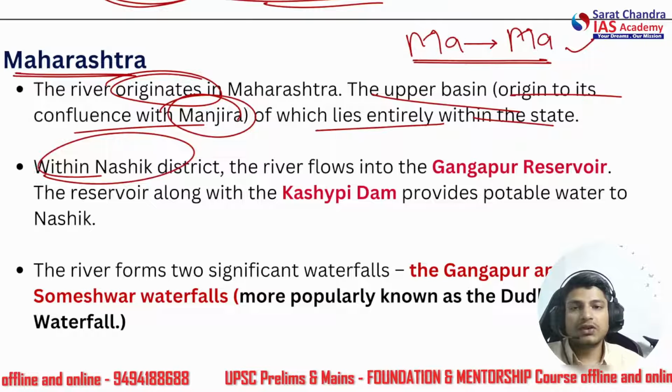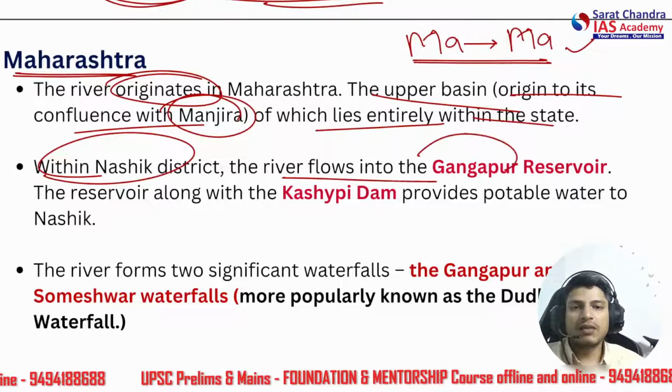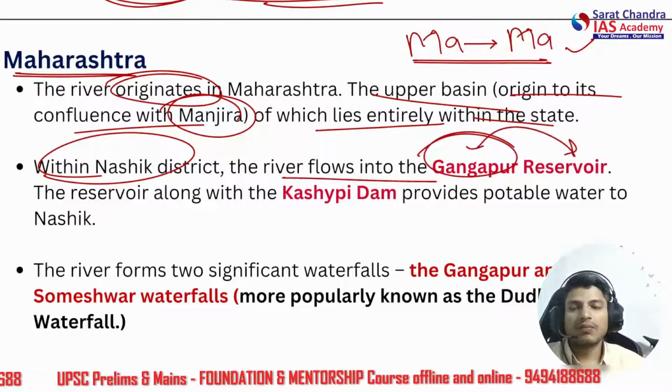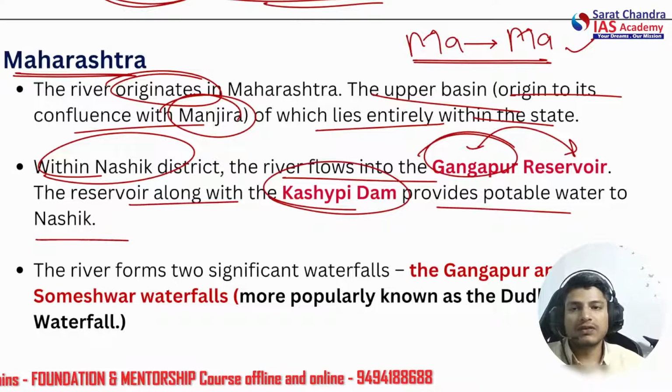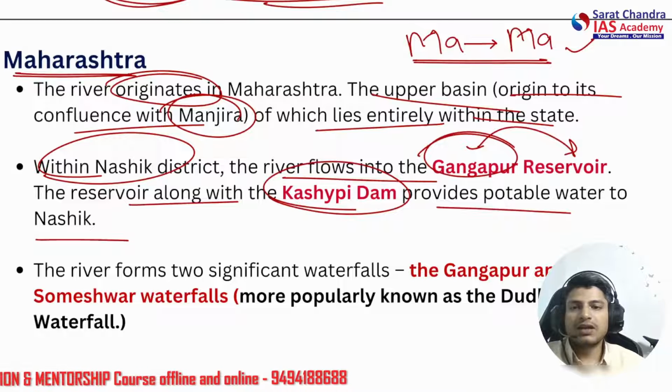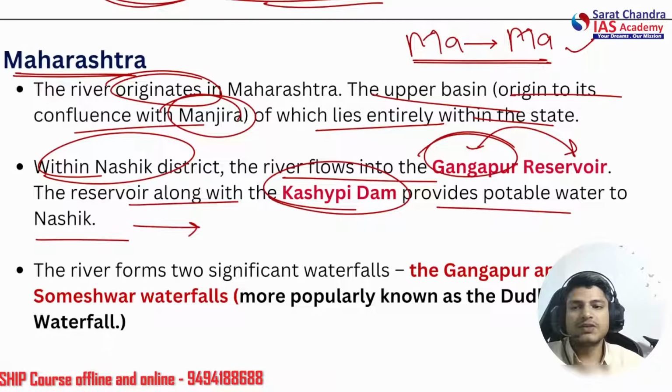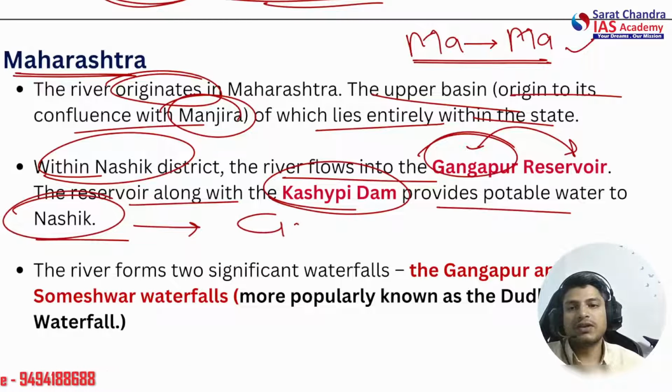Within Nashik district only, the river flows into the Gangapur reservoir, a very important reservoir. Along with the Kashyapi dam, it provides potable water to which city? Nashik. So if somebody asks which river the Gangapur reservoir and the Kashyapi dam, which provide potable water to the city of Nashik, are built on, the answer is the Godavari river.